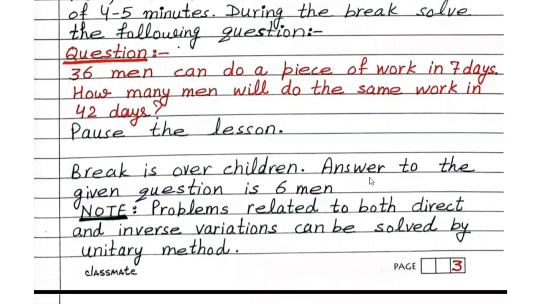Yes, children, the break is over. Now the answer to the given question is 6 men, as it was a question of inverse variation, right? Now children, note down one very important point here. Problems related to both direct and inverse variation can be solved by the unitary method also, right? So either you solve with the ratio method that we have discussed, or you can go with the unitary method. Clear?